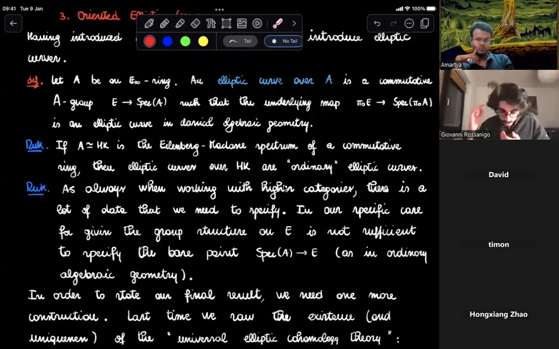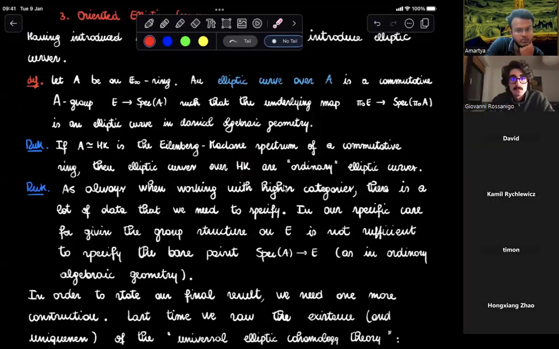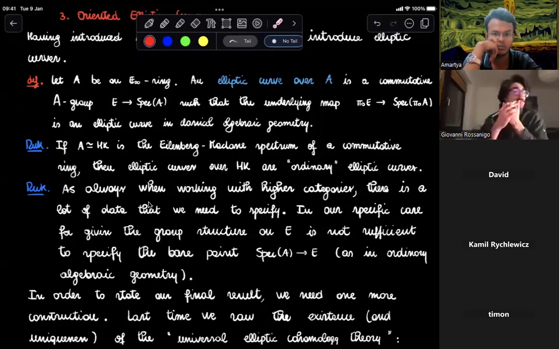Sorry, may I ask a question? Yes. Is it easy to see why, if I have an elliptic curve over K, I will get this commutative HK group? Let's say that we start with an ordinary elliptic curve over K. Can I see that it's... because there's a priori a lot more information in that, right? Than just... but this information is actually contained.